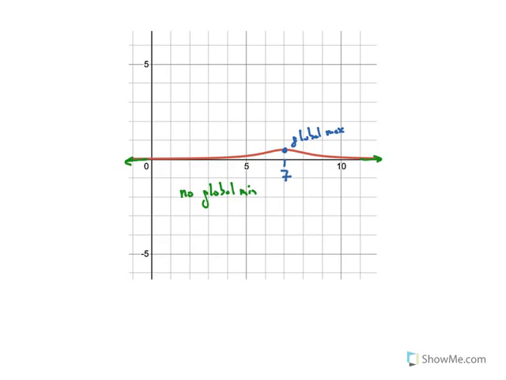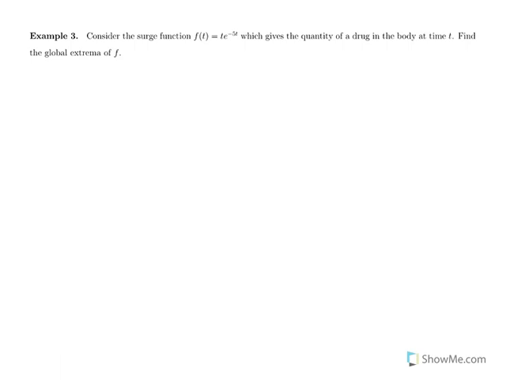All right, let's do another practice problem. Consider the surge function, f of t equals t e to the negative 5t, which gives the quantity of a drug in the body at time t. Find the global extrema of f.